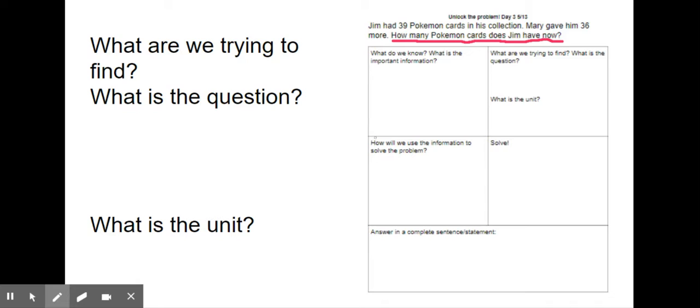And now we have to think, what is the unit? So take a second to think, what is the unit here? And I just know everybody is saying that the unit is cards because we are trying to figure out how many Pokemon cards he would have. So that is our unit.